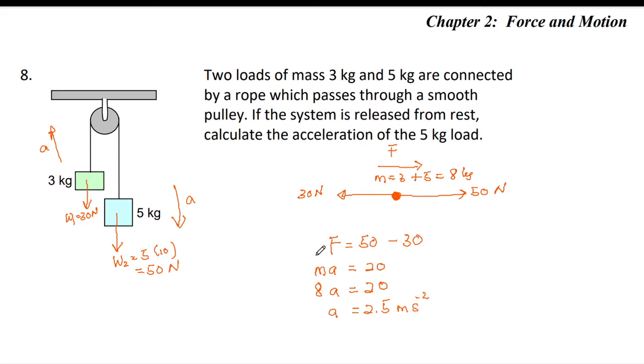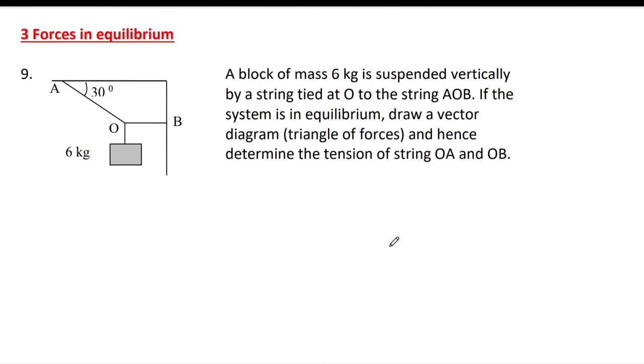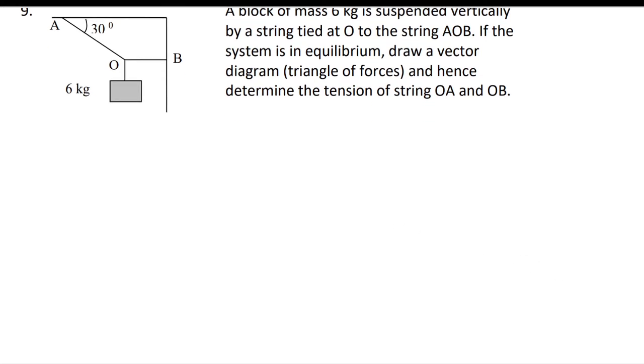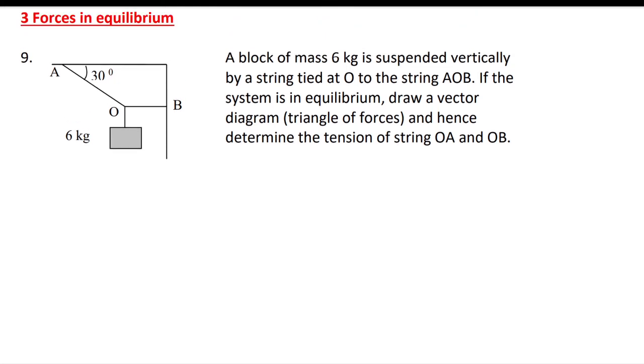Okay, we move on. I believe it's the last question. Okay, 3 forces in equilibrium. So in this question, you are given a block of mass 6 kilogram, suspended vertically. Okay, suspended. This term implies that the system is in equilibrium. Vertically by a string tied at O to the string AOB. Okay, if the system is in equilibrium, draw a vector diagram, triangle of forces, and hence determine the tensions of string OA and also OB.